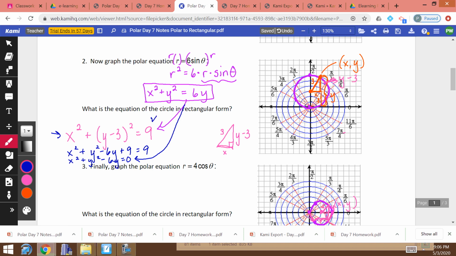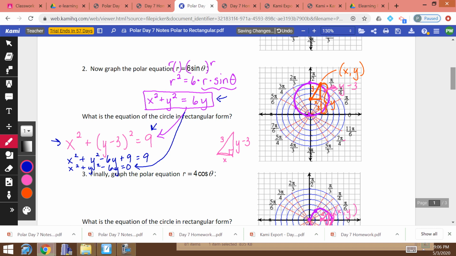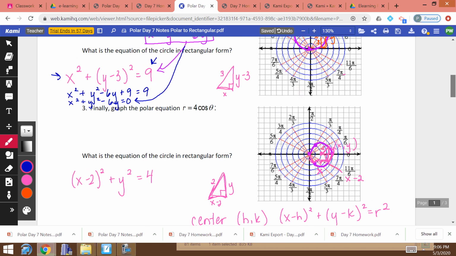This way is more the conic section way. If you knew what the circle looked like and you knew what the transformations were, you know, this one moved up 3, then you could go right to that. But this one in purple up here comes really from going back and forth between polar and rectangular. So it's going to be similar for our number 3 here.